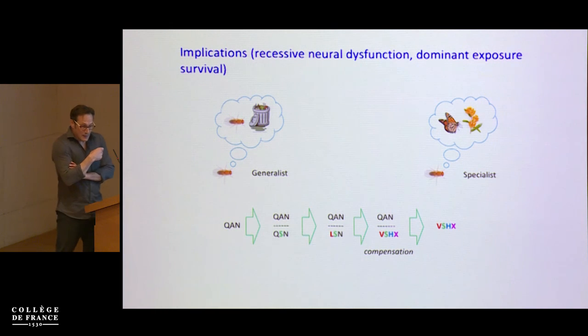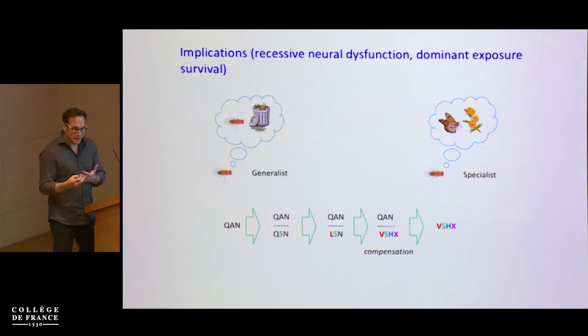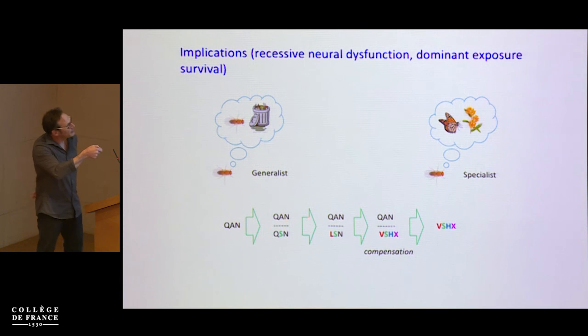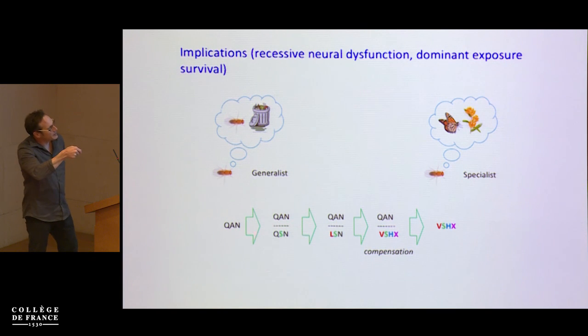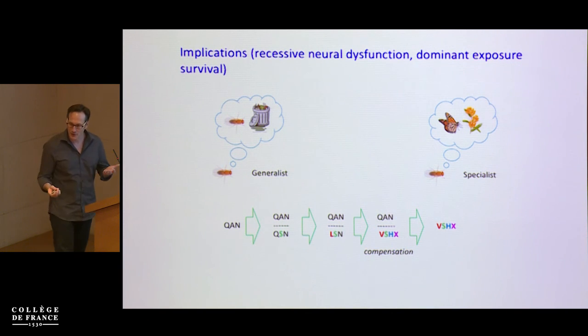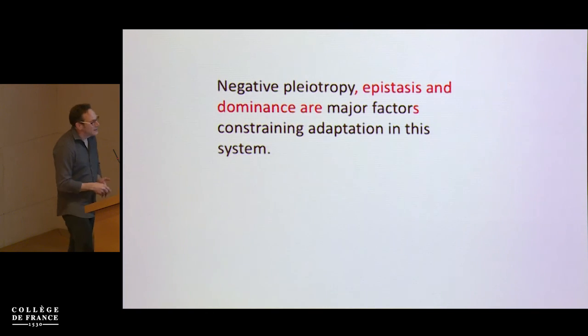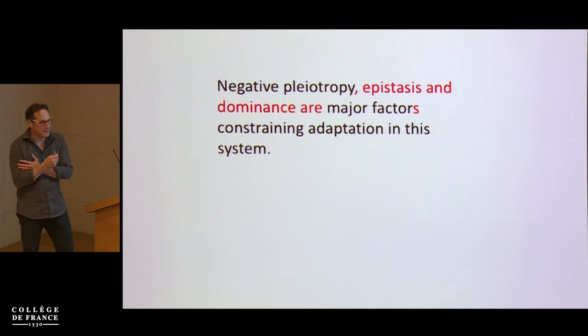So either the benefits that you get from the permissive substitution in a cardiac glycoside-rich environment outweigh the detrimental effects, and you just go ahead and fix it. Or an alternative is that you find a way to keep it polymorphic like this, and then add substitutions and work on it, perhaps adding a compensatory mutation, or another solution would be to just duplicate the locus. And we see duplications happen recurrently in many species, which would allow you to eventually fix a resistant haplotype. So negative pleiotropy, epistasis, and dominance are all factors we've identified constraining adaptation in this system.